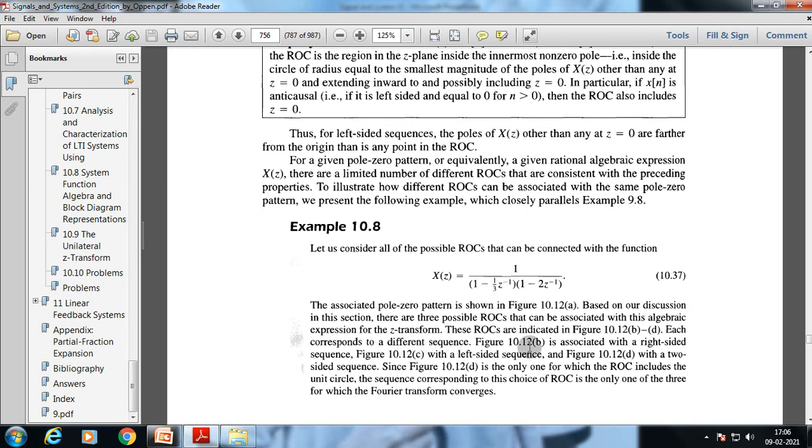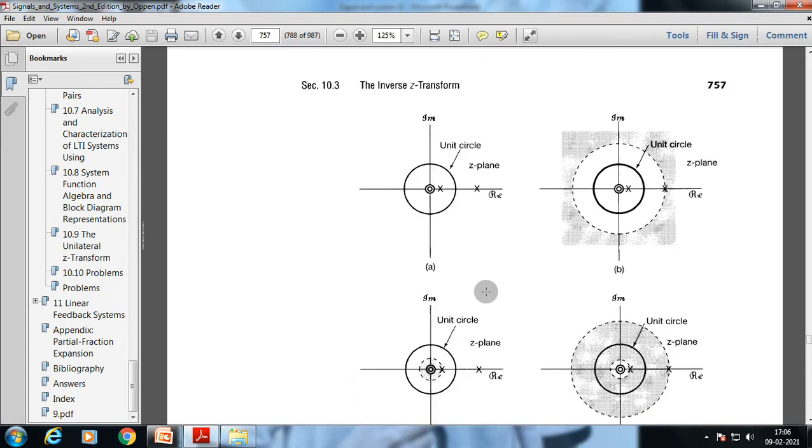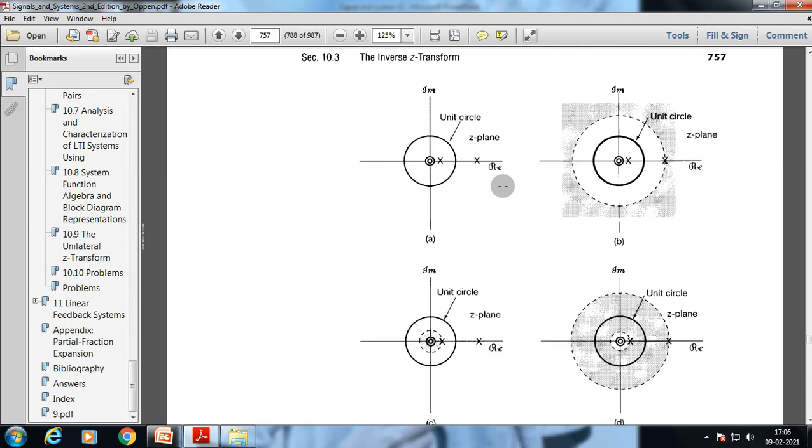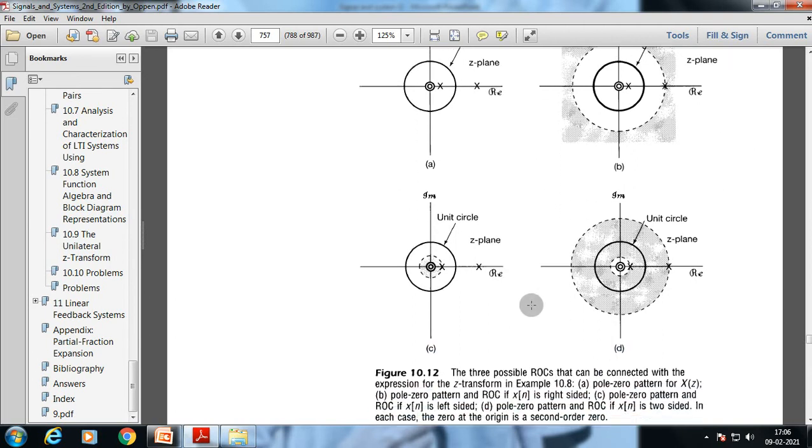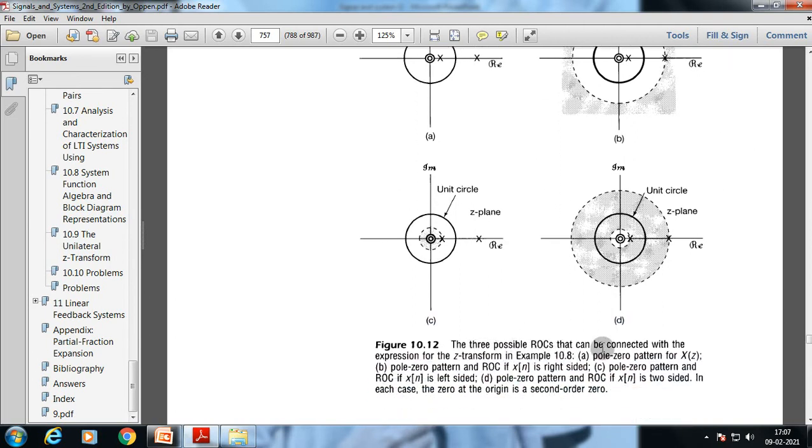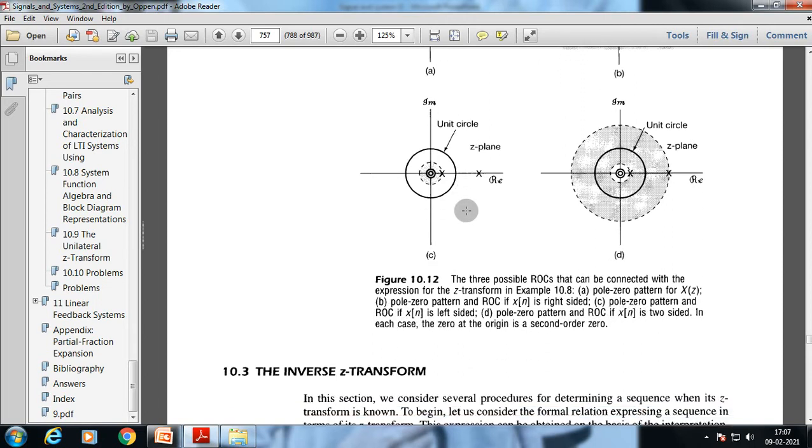Each corresponds to a different sequence: one is associated with the right-sided sequence, one with the left-sided sequence, and one with the two-sided sequence. This last figure is the only one for which the ROC includes the unit circle. The sequence corresponding to this choice of ROC is the only one of the three for which the Fourier transform converges. This is the unit circle. These are the three possible ROCs that can be associated with the expression for the Z transform in example 10.8: the pole-zero pattern and ROC if x of n is right sided, if x of n is left sided, and if x of n is two sided. In each case, the zero at the origin is a second-order zero.